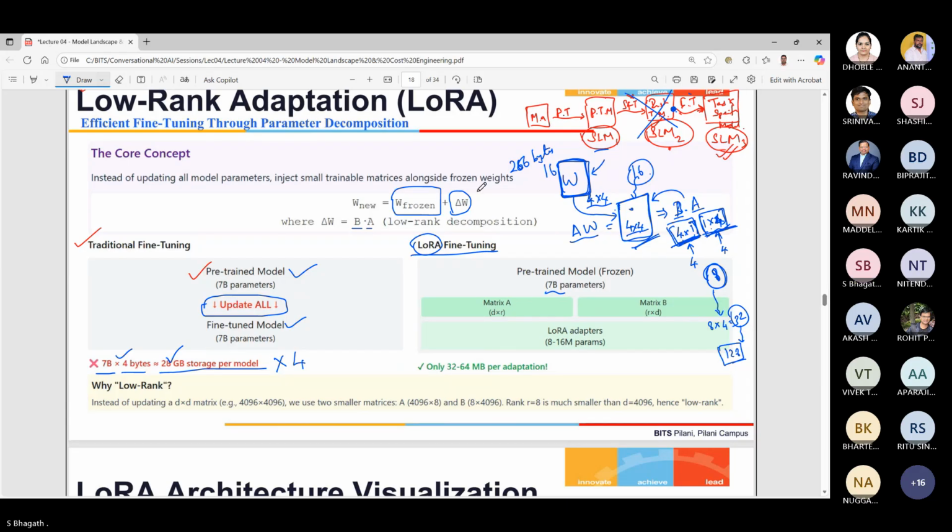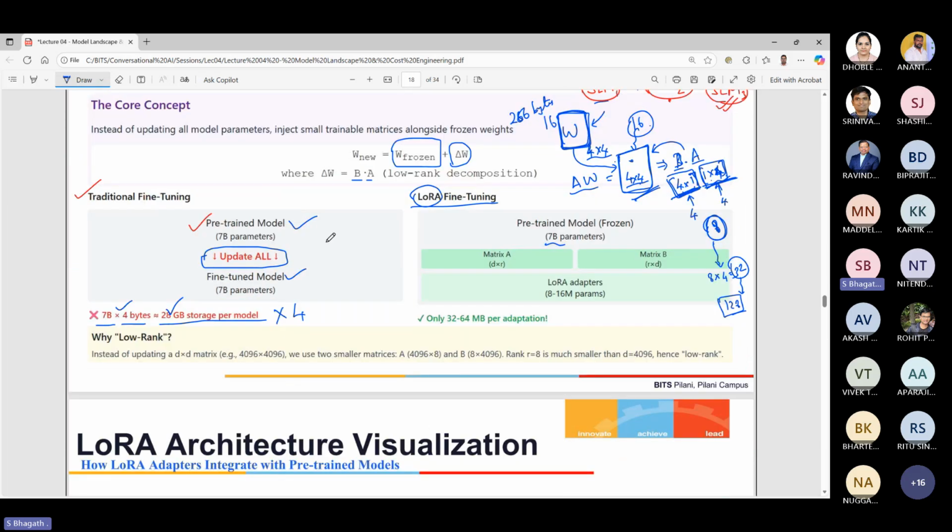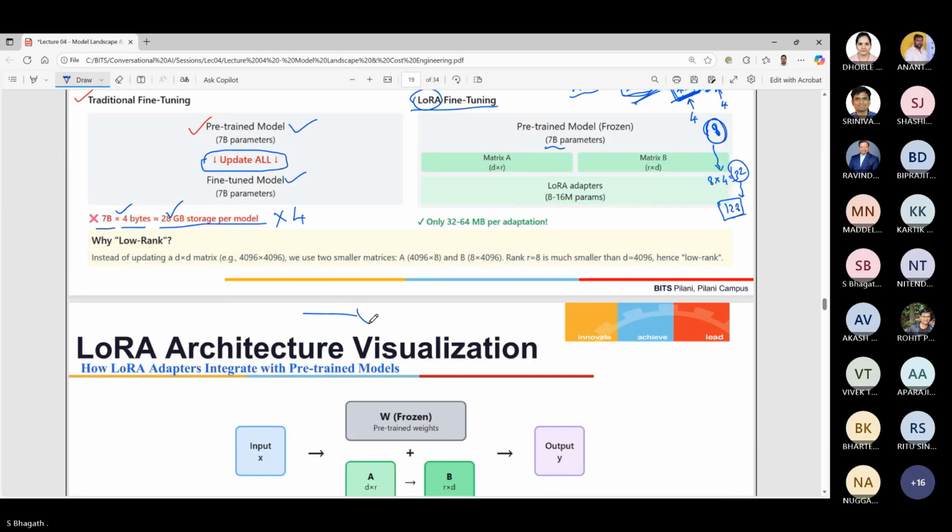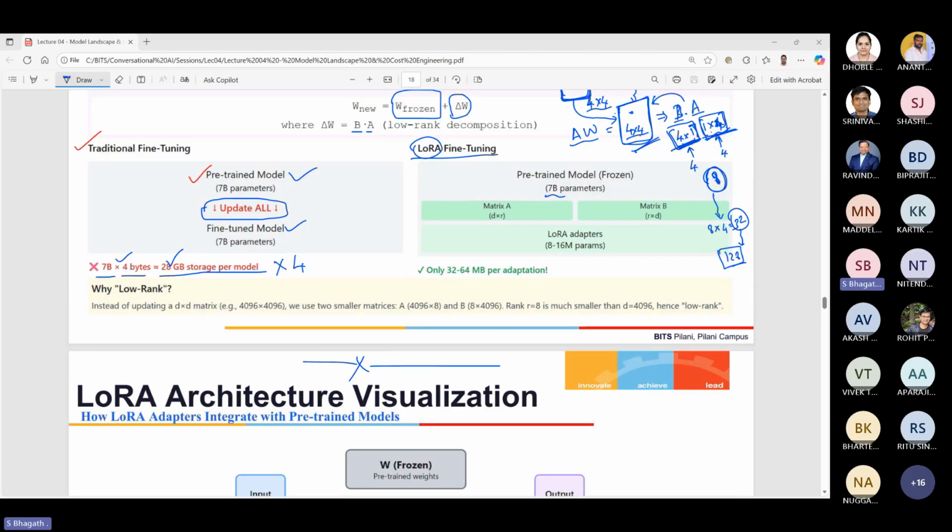Got it? Oops, 10 minutes extra. Okay. Understood. We'll continue from here. Any questions on this? I'll stop the recording. Anybody wants any answer, any questions?